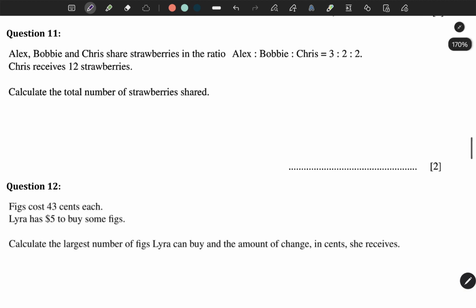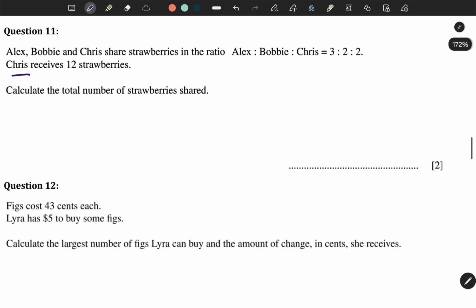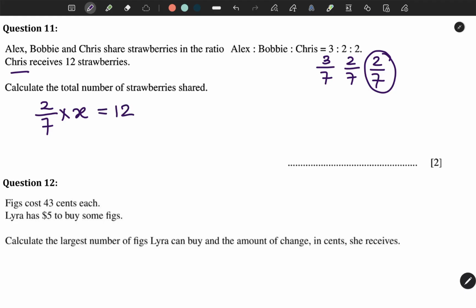Next question. Alex, Bobby and Chris have strawberries in the ratio 3:2:2. Chris receives 12 strawberries. Calculate the total number of strawberries shared. Again, try to write these as fractions. So we get 2/7, 2/7. Chris is 2/7. So we write 2/7 of the total, which we don't know, assume it to be x. And we know that he received 12 strawberries. Making x as a subject, we get 12 times 7 divided by 2. And we get this to be total 42 strawberries were shared between these three friends.